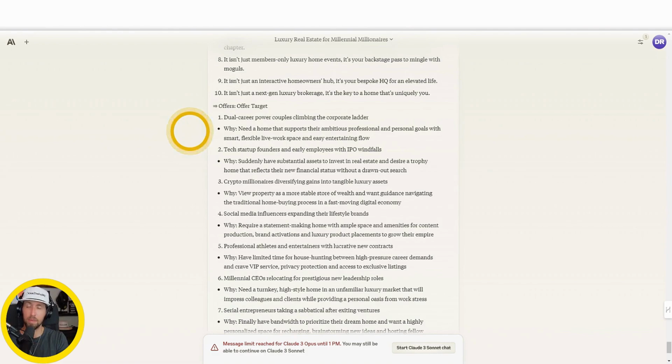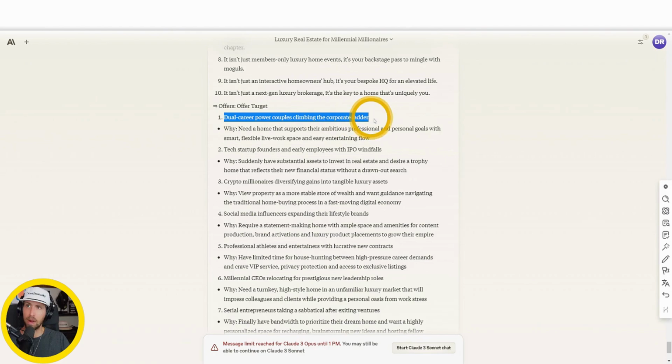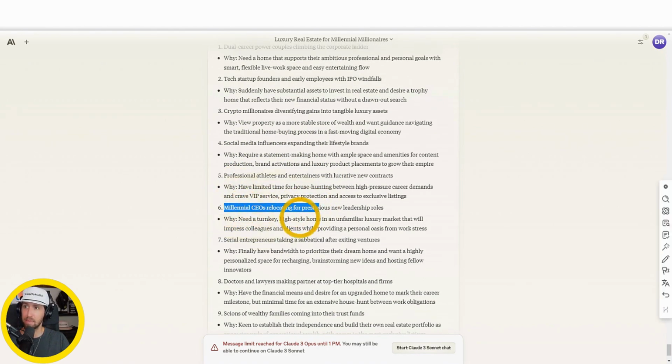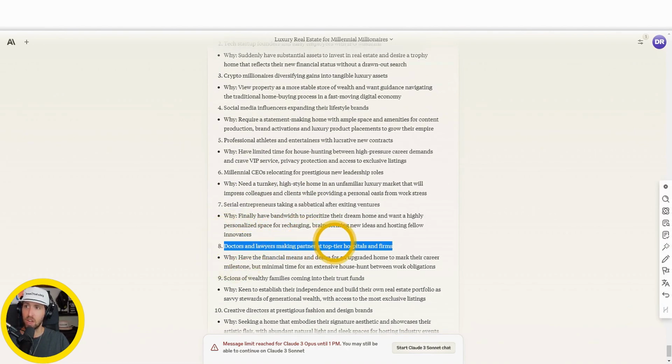and understand that you might be speaking to one segment of this market, but also now consider the offer targets: a dual career power couples climbing the corporate ladder versus a tech startup founder and early employee with IPO windfalls. Two distinctly different millennial millionaires, right? And that's just two: a crypto millionaire, a social media influencer, right? And it's even given me a why behind this. Millennial CEOs, serial entrepreneurs taking sabbatical after exiting ventures, doctors and lawyers, look at all these different segments of the market. You can go deeper into any number of these.